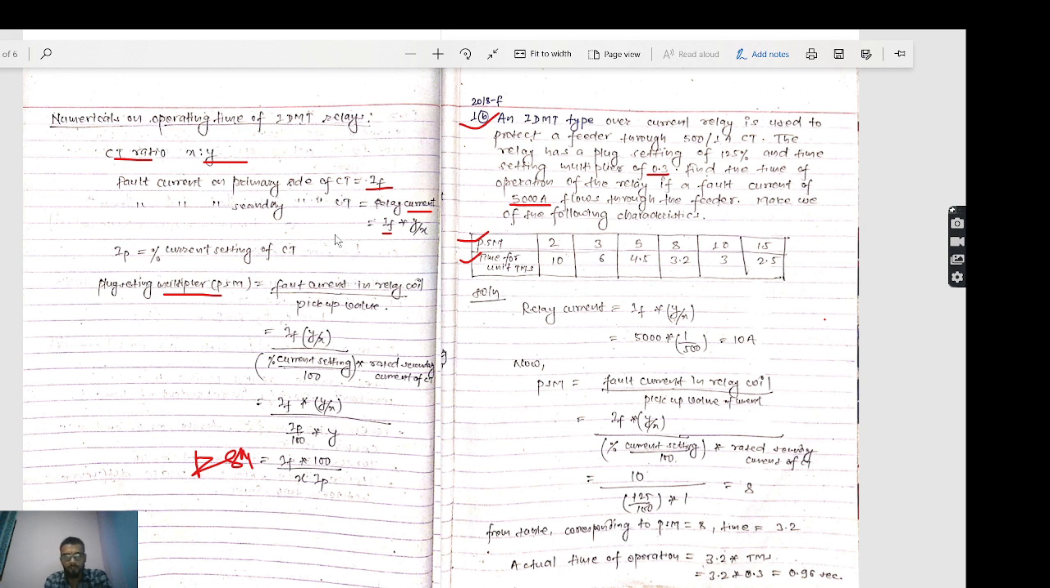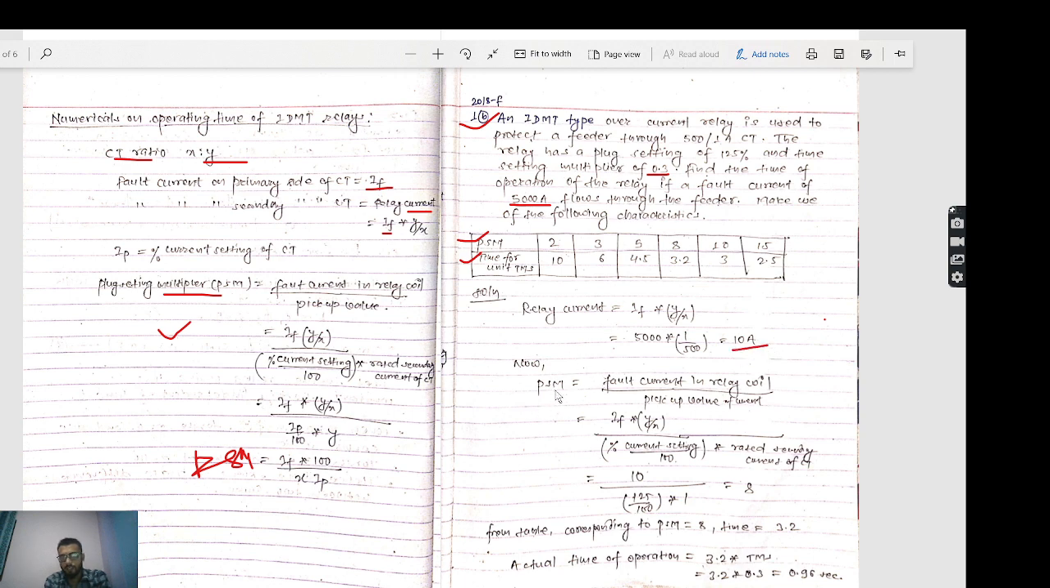Here we are given the table for PSM and the respective time of unit in TMS. We have discussed all the steps, so let's solve this. First, the formula for relay current is IF into y upon x. The fault current is 5000 into y upon x, and since the CT ratio is 500 upon 1, y upon x is 1 upon 500. So the relay current is 10 ampere.